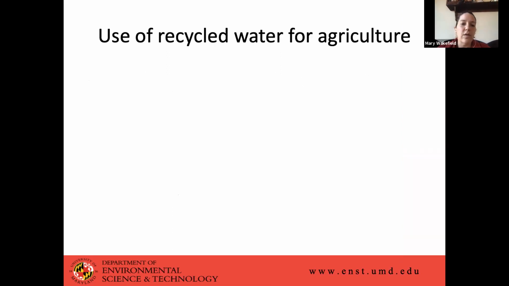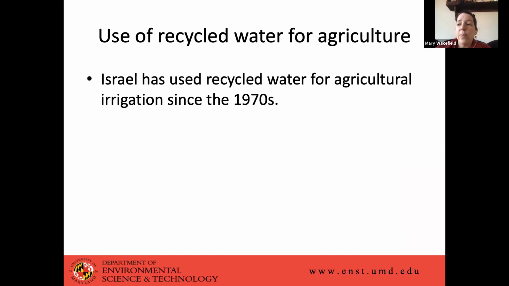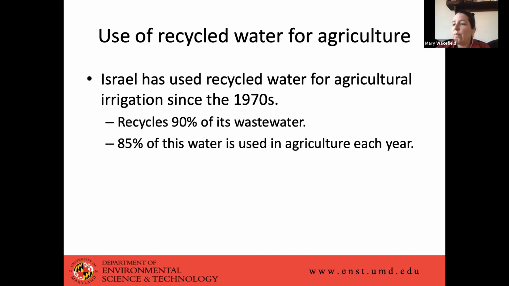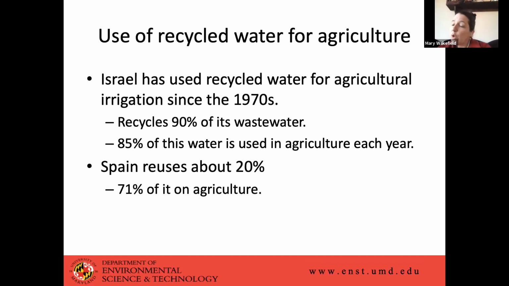Okay, so the use of recycled water for agriculture. Who does it? So Israel is probably the leading nation in the world. They have a very sophisticated water recycling process. They recycle 90% of their wastewater, and 85% of this water is used in agriculture. That's pretty huge. Spain, who is second, only reuses about 20%, but 71% of that 20% is used in agriculture.